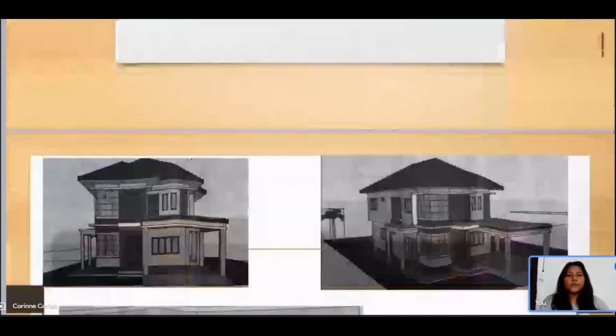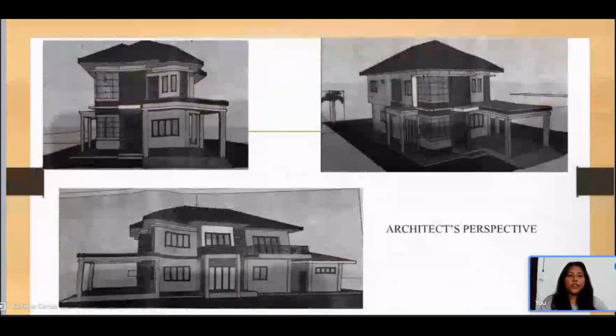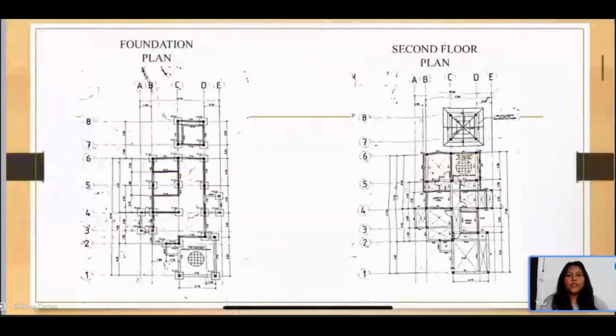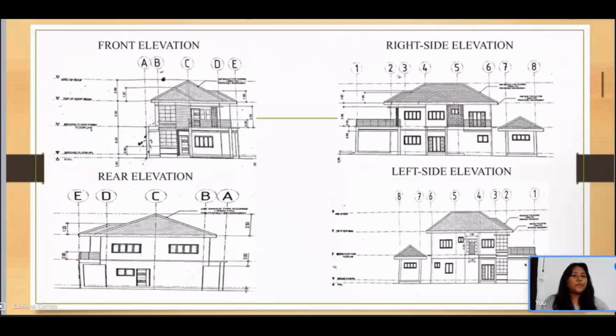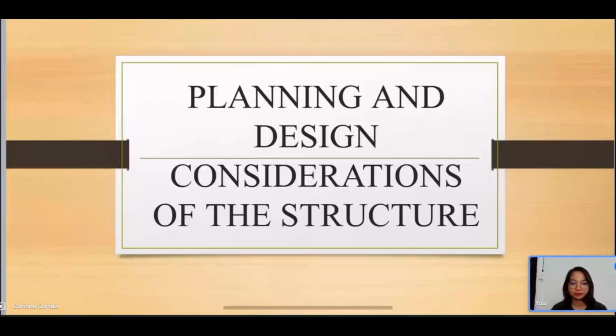For the first slide, we have here the architect's perspective. For the second slide, we have the foundation plan or the ground plan of the structure and the second floor plan of the structure. And for the next slide, we now have here the front elevation, right side elevation, rear elevation, and the left side elevation of the structure.